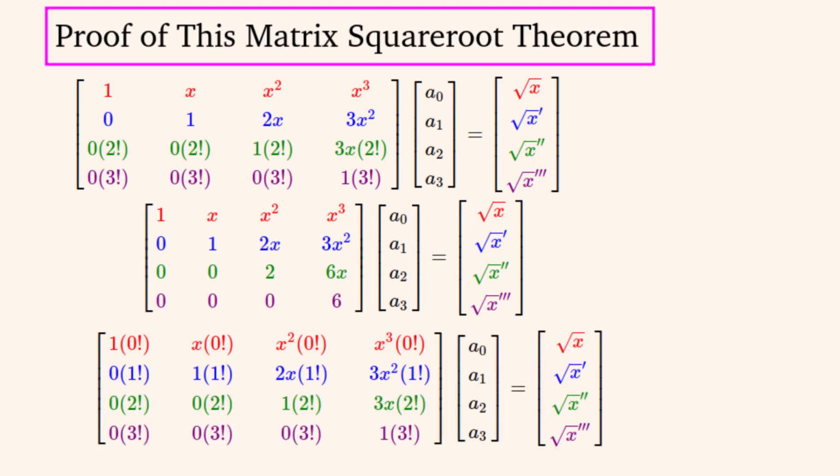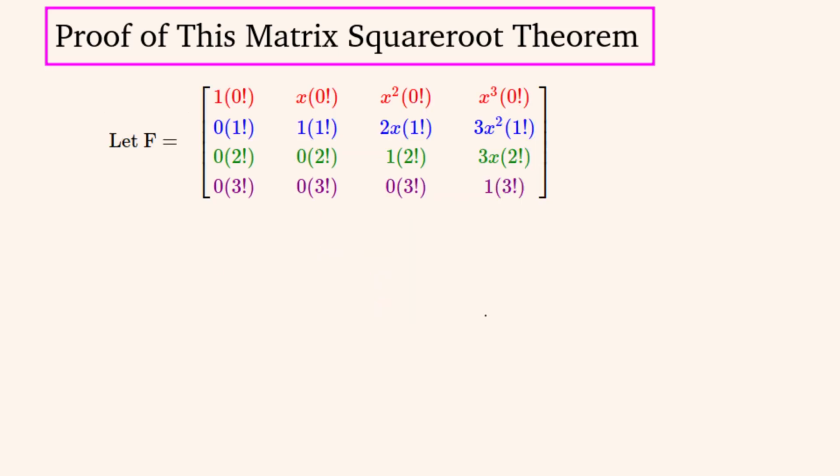We can also write in all the other factorials like 0 and 1 factorial so as to get a better look at the structure of this matrix. So we'll set F to be equal to this matrix. And this is what each element in this matrix is equal to. We'll prove it later in this video.